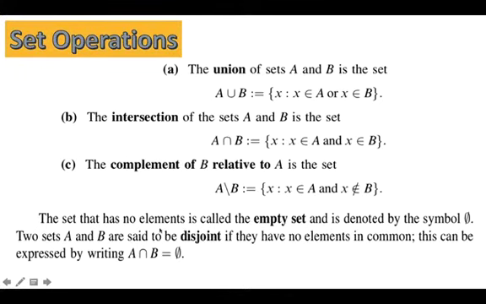The set that has no elements is called the empty set and is denoted by this symbol, phi. Two sets A and B are said to be disjoint if they have no elements in common. This can be expressed by writing their intersection is an empty set: A intersection B is equal to the empty set.